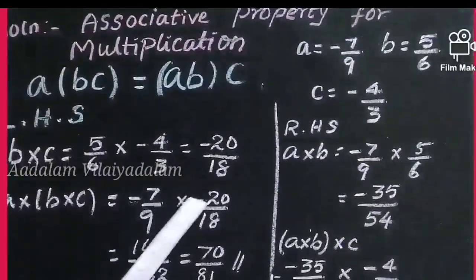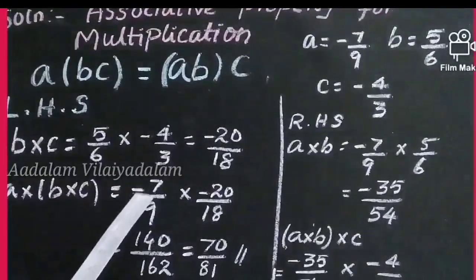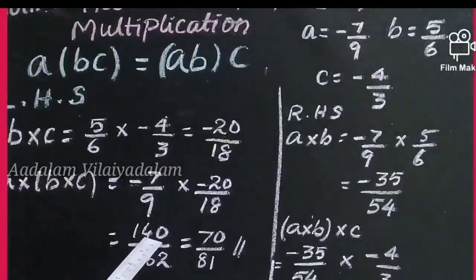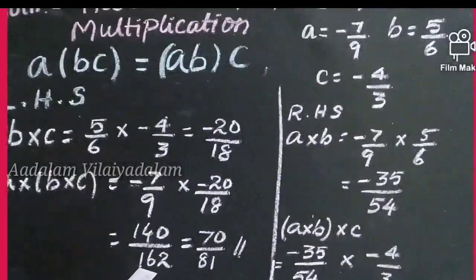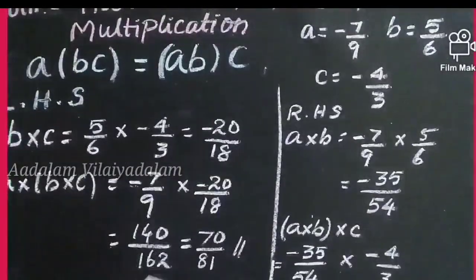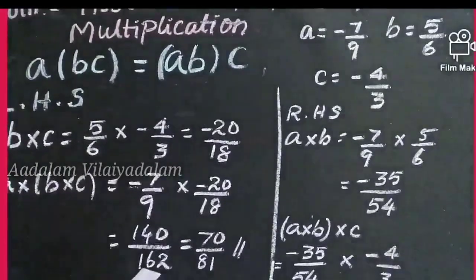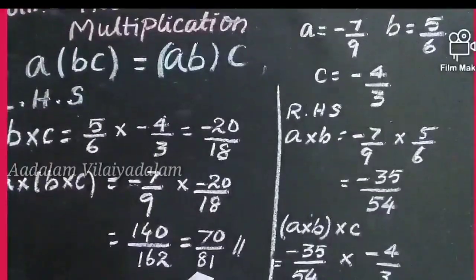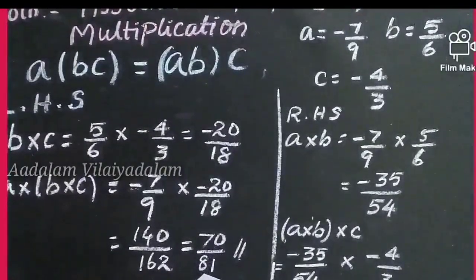Here, just you multiply the numerator value and denominator value. Minus into minus plus 7 into 20, the answer is 140. 9 into 18, the answer is 162. Here, 2 table possible. So 2 tables 70 times, 70 2s are 140. Here 2 table 8 2s are 16, 1 2s are 2. The LHS value is 70 divided by 81.